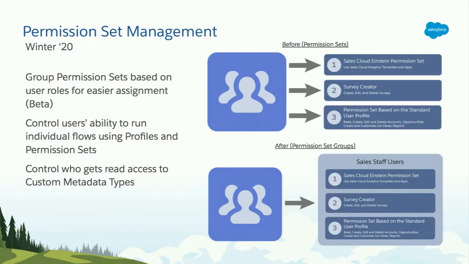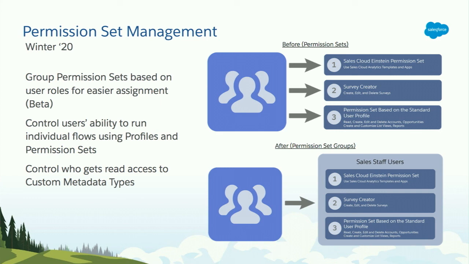Previously, users with the Run Flows, Manage Flows, or Flow User permission could run all flows. So now you can control which flows users can run by restricting access to enabled profiles or permission sets. And you can also enable access to multiple flows for a single profile or create and assign permission sets.